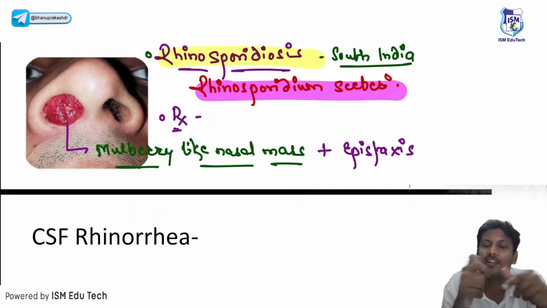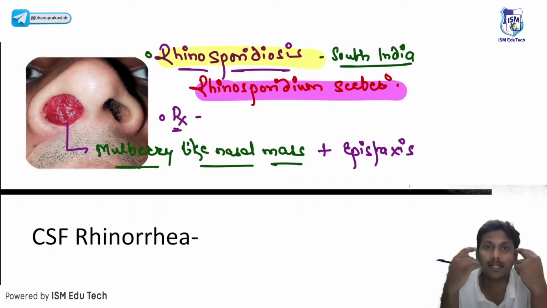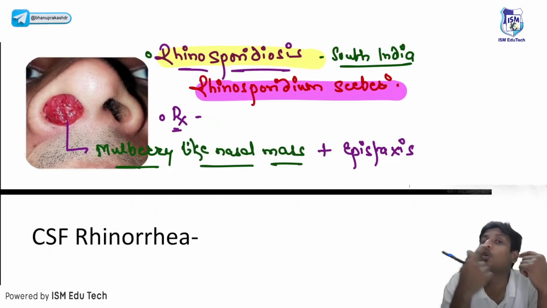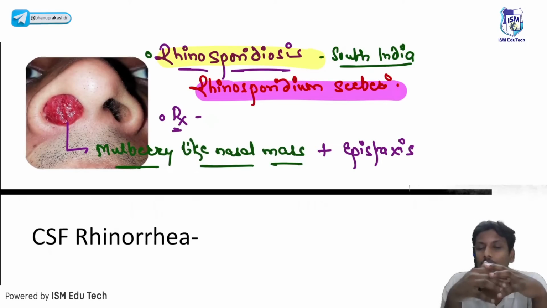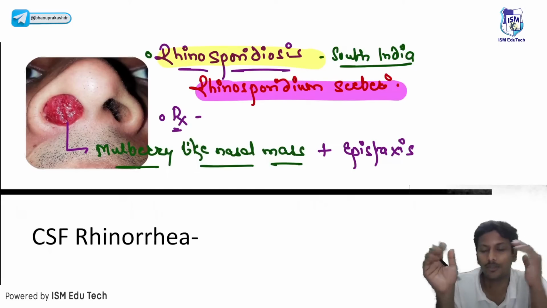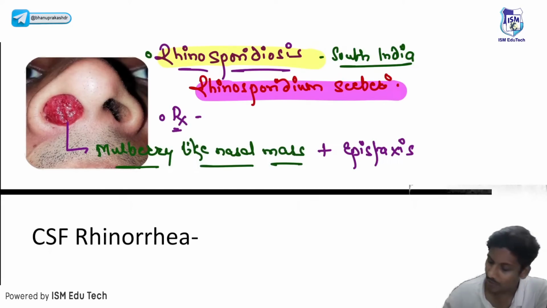Most common site is definitely the nasal mucosa, and that is the reason why it is called rhinosporidiosis. But other parts can be the conjunctiva of the eyes, the oral or buccal mucosa, or the anal mucosa as well. Whichever part comes in contact with the dirty water can be affected, but the most common site is the nose.